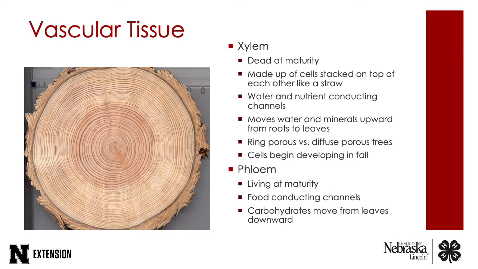Now the phloem cells, in contrast, are still alive when they are functioning. They're not dead like the xylem cells. The phloem cells are the cells that move the foods, the carbohydrates and the sugars that the tree creates through photosynthesis. Those are moved in the phloem throughout the tree, to the branches and the twigs for storage, to the buds, and so on.